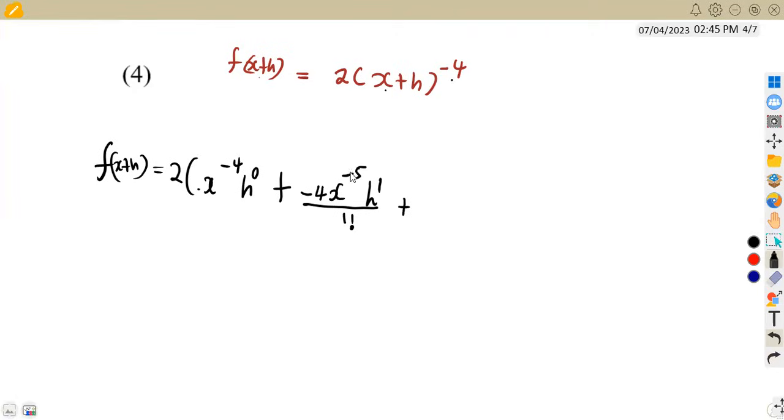This one, you drop the exponent, -5 times -4. That is going to be +20. x to the exponent, we subtract 1. So that will be a -6. h is increasing to the exponent of 2 over 2 factorial.